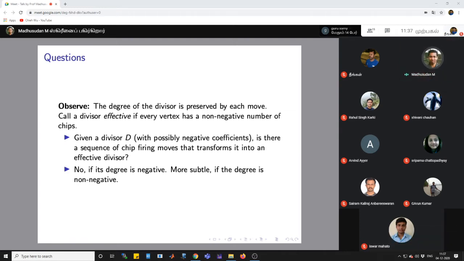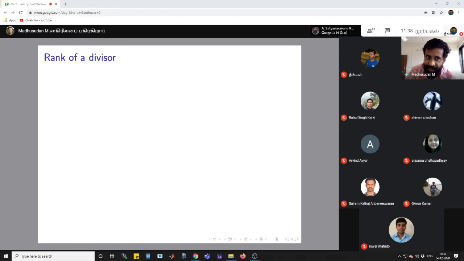And now we'll refine this. We'll quantify this property of being able to be transformed into an effective divisor in the next slide. So any questions? Just interrupt me whenever there is a question.